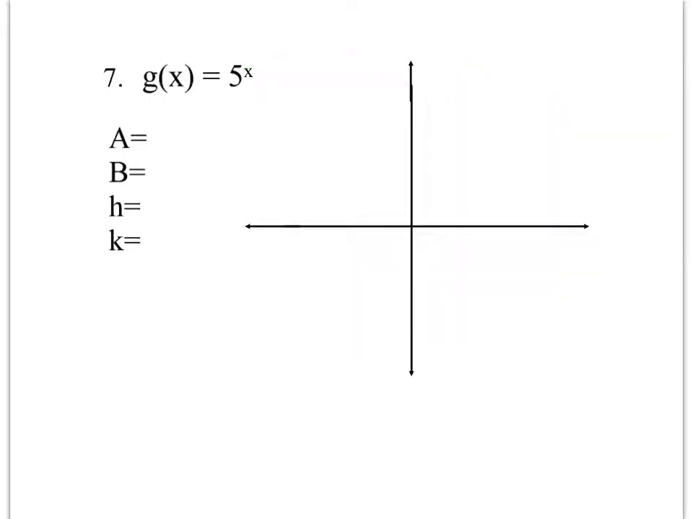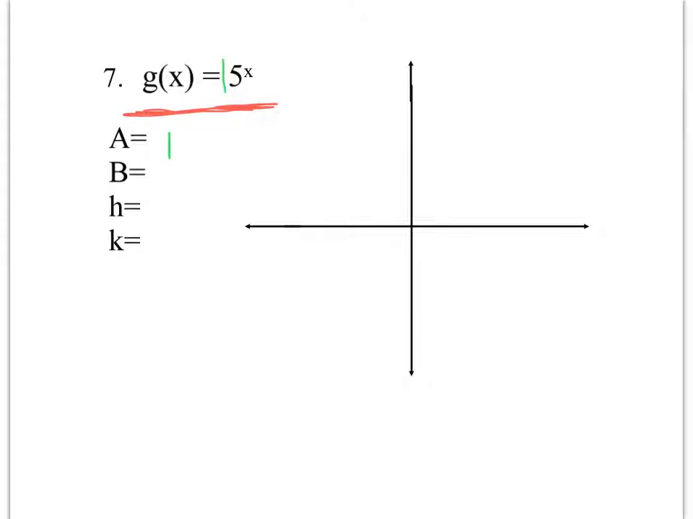Okay, let's draw some quick graphs using our transformations. Let's start with this first one here. g of x is equal to 5 to the x power. It's an exponential function because x is actually in the exponent. It's not x to the fifth. It's 5 to the x power. So it's an exponential function. Our a, in this case, is going to be 1. There is an imaginary 1 in front of the whole thing here. So this is like 1 times 5 to the x.